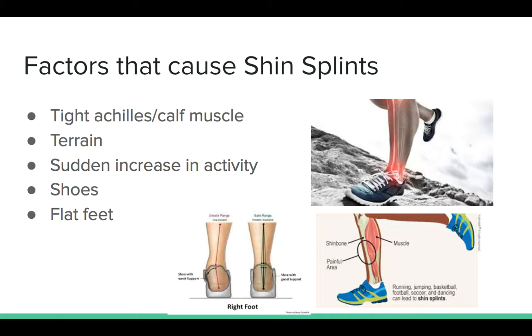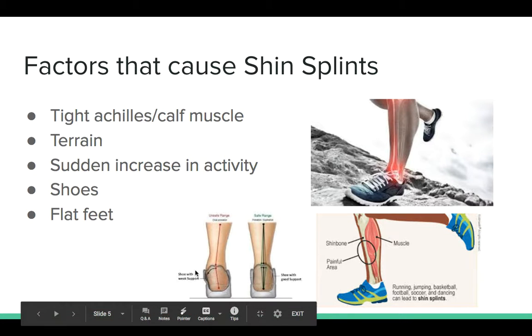Factors that cause shin splints. Some main factors that can cause shin splints are tight Achilles/calf muscle, change in terrain or rocky, uneven terrain, as well as a sudden increase in activity or intensity in training. Shoes also have a huge factor in shin splints, as you can see in this photo. Poor shoes can cause pronation, which can then lead to shin splints, as well as flat feet.